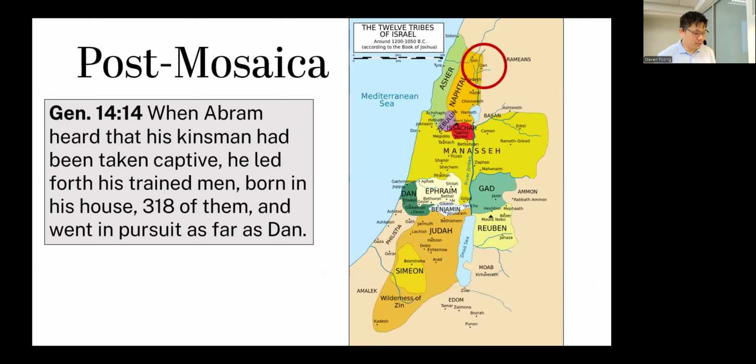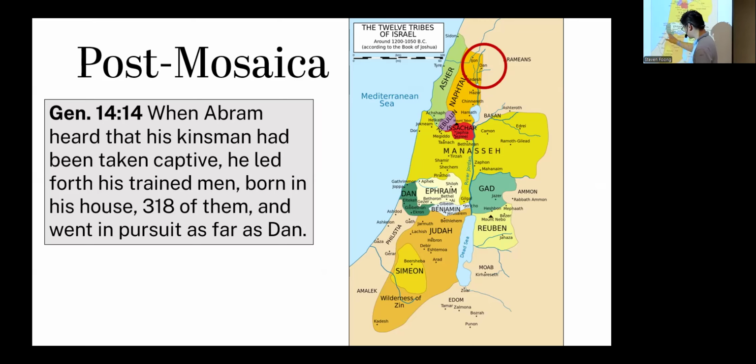Another post-Mosaica would be here, Genesis 14, verse 14. When Abram heard that his kinsman had been taken captive, he led forth his trained men born in his house, 318 of them, and went in pursuit as far as Dan. Right? Went in pursuit as far as Dan. Now, this is the Dan that Joshua thought, all right, they would conquer. Now, Moses doesn't have this map, I suppose, all right? He sent in the 12 spies, all right, to spy out the land, and then Joshua allocated the land in the book of Joshua. Dan is allocated here, all right?